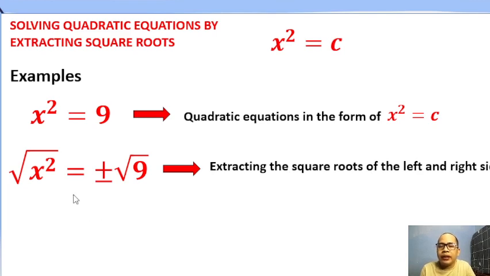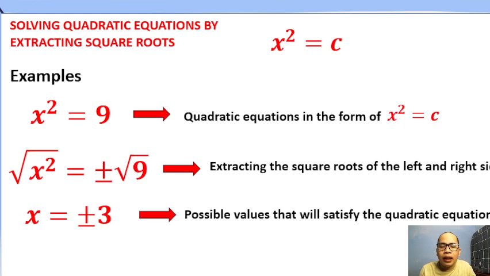So, here, extract lang natin. Itong square root at itong 2 or the square, magiging cancel na po yan. So, magiging x is equal to positive, negative 3. Take note that this 9 is a perfect square, so the square root of 9 is 3. That is the possible values that will satisfy the quadratic equation. Ito na po yung values ng x natin. Ito na po yung roots natin.